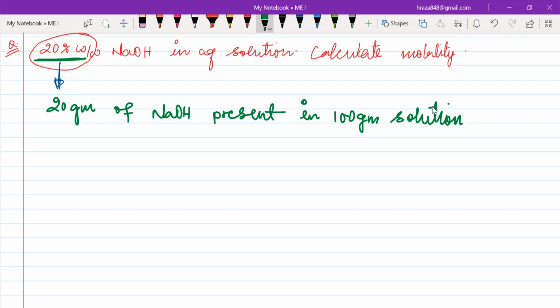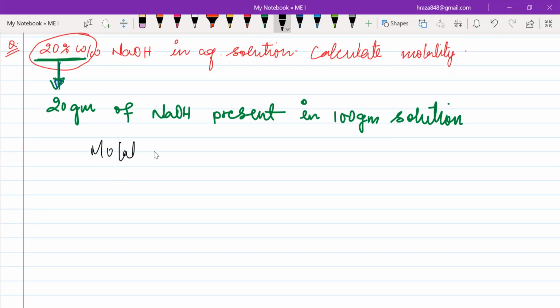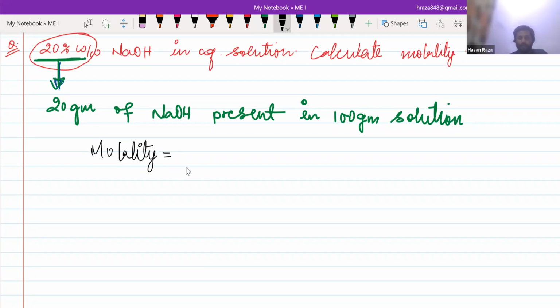Yes, sir. I wrote this. You wrote this, then you should tell me now. When I asked you what does this mean, what it stands for, what you have extracted from this, you should write it. What is the formula of molality? Sir, mass of solute by volume of solvent. Very good. Again, repeat it.